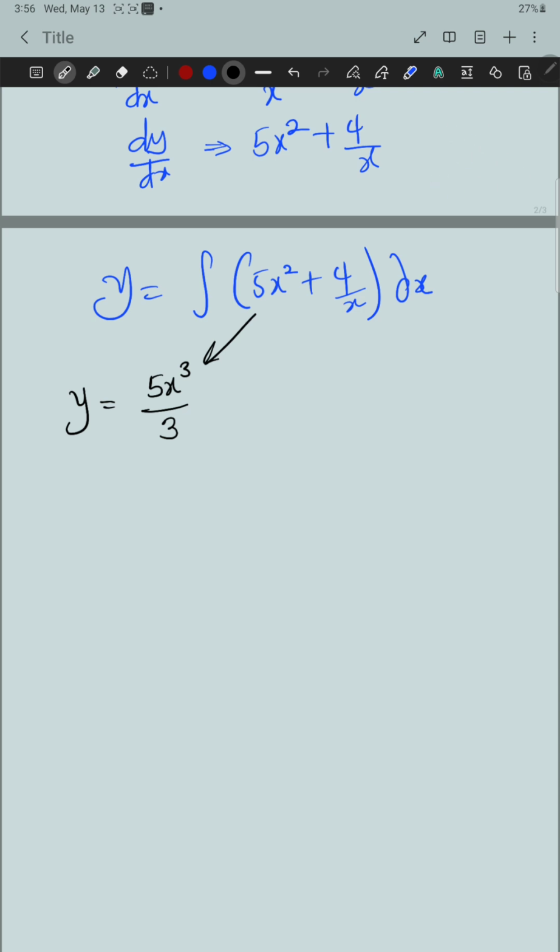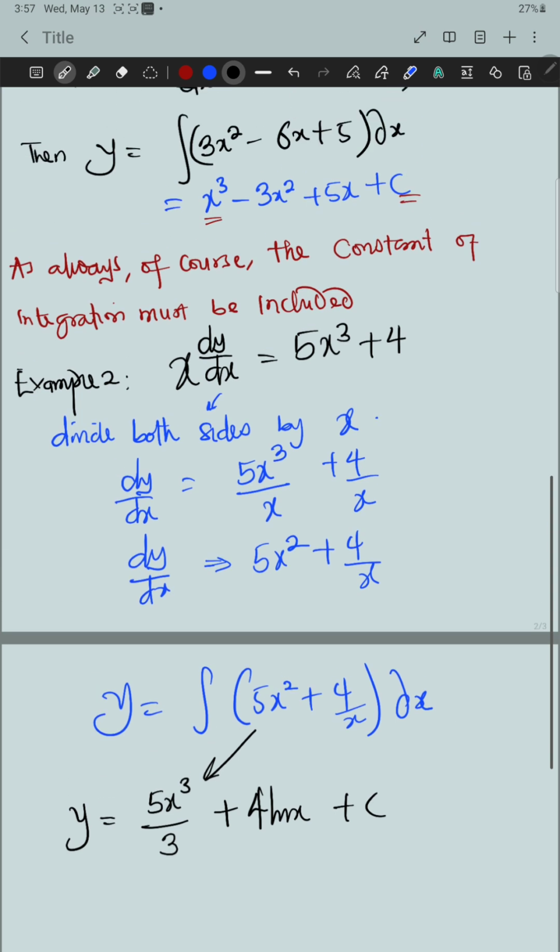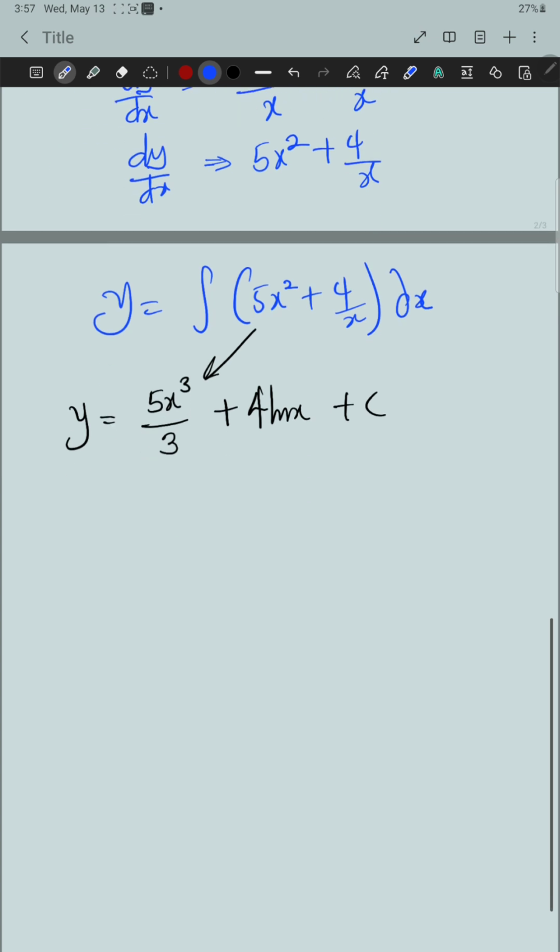Is that not? So if we integrate this, we have this, and this 4 over x is likened to you saying 4 times 1 over x, and when you integrate 1 over x, you have ln x. Do you understand? So you have 4 ln x plus c. Don't forget, as always, of course, the constant of integration must be included. Thank you so much. That is interesting.